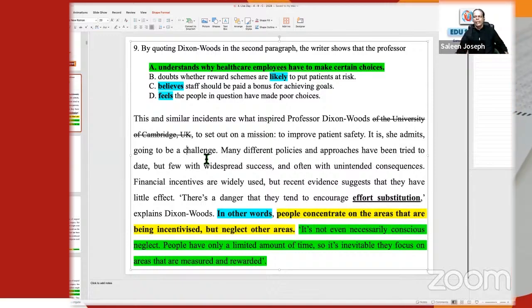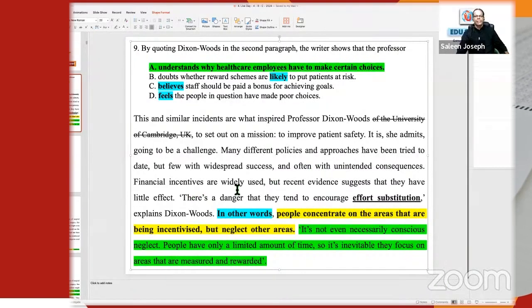Many different policies and approaches have been tried to date, but few with widespread success and often with unintended consequences. So, but few with widespread success means how many percent had success? Not zero percent. It was not a failure, it means few. If you put a few, that will be some percentage.